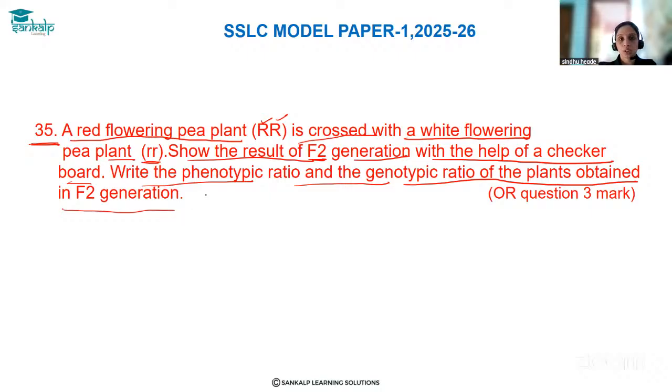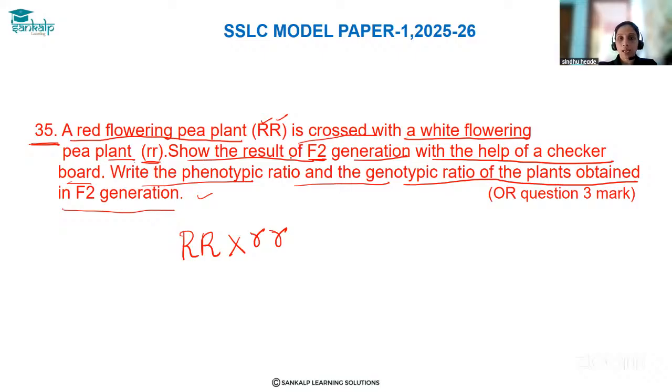So here the question is a red flowering pea plant, that is RR, is crossed with a white flowering pea plant, that is small rr. Okay.